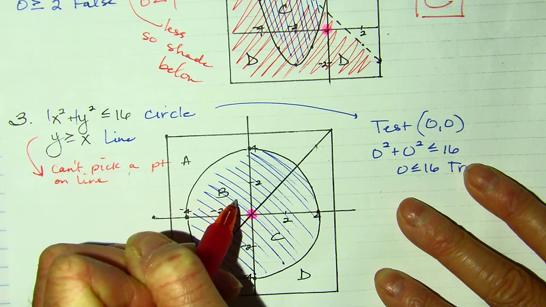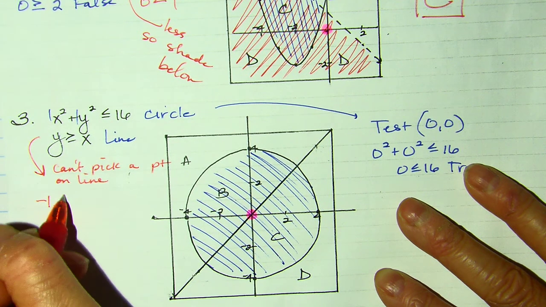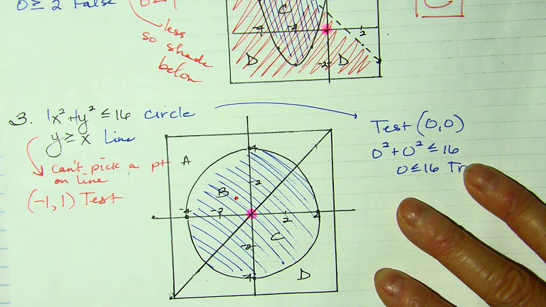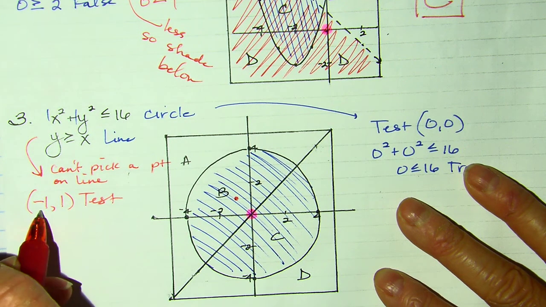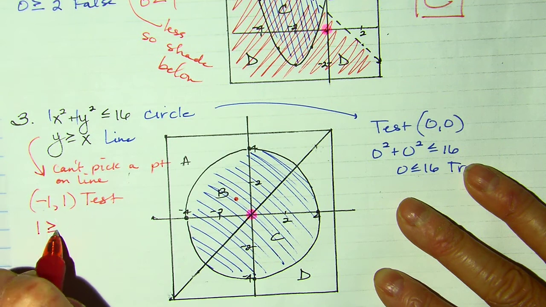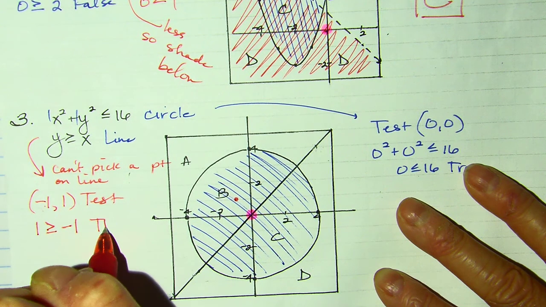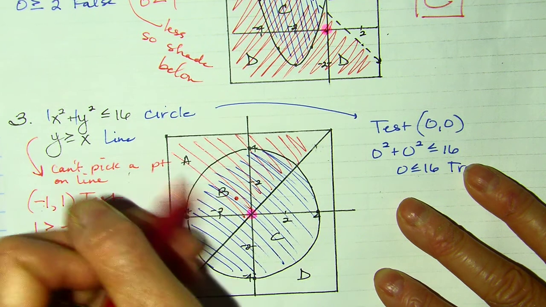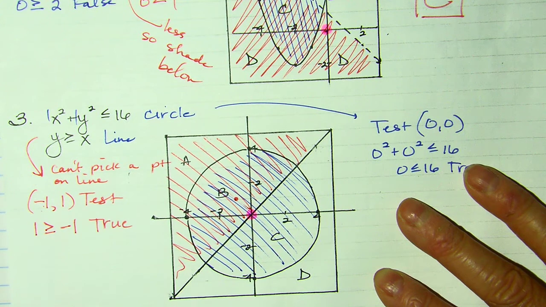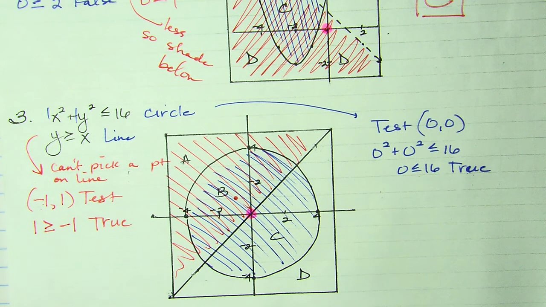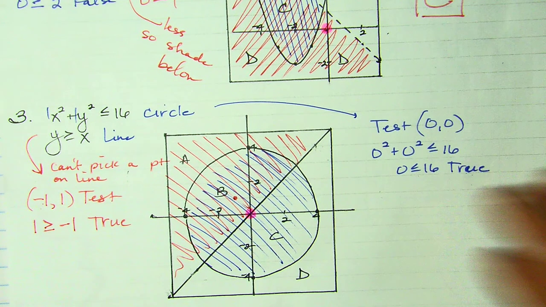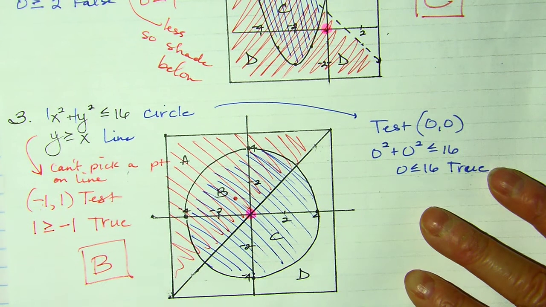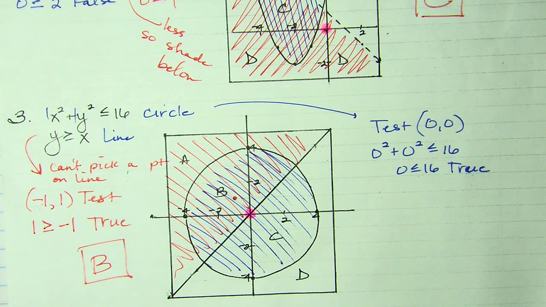So I'm going to pick negative 1, 1, okay? Because that is not on the line. If I'm plugging in 1 for y and negative 1 for x, this is true. So I confirmed that I would shade above the line because it's true. It's also a greater than, so I could have just shaded above. That would mean that region B is where the shading overlaps.